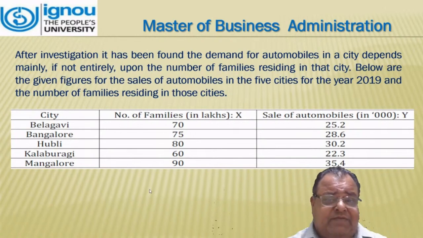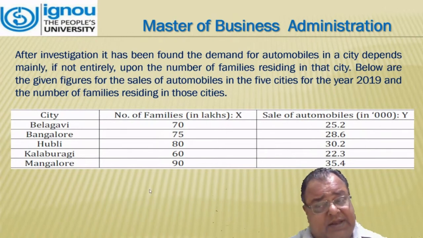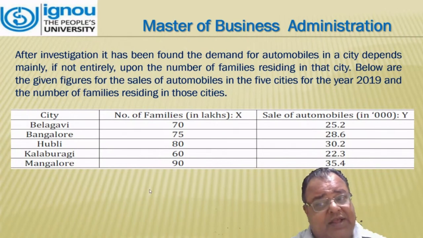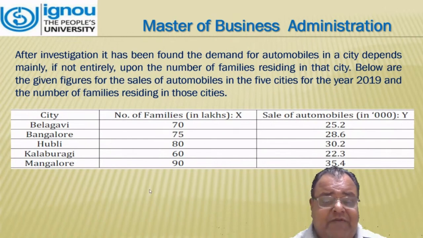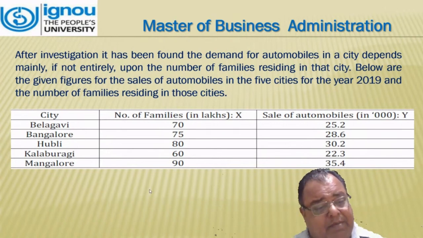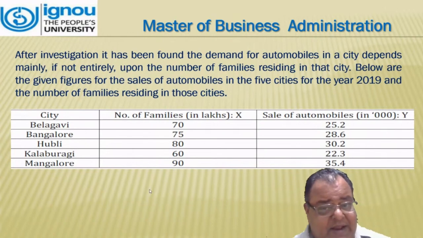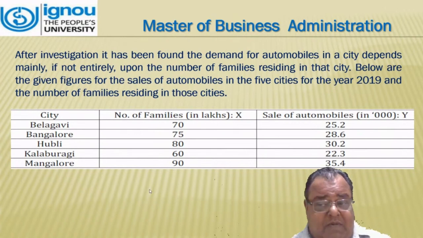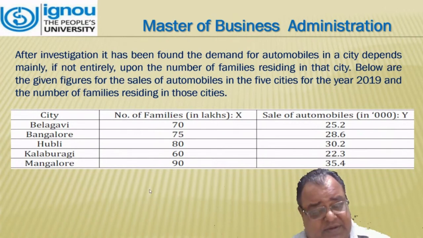After investigation, it is found that demand for automobiles in a city depends mainly, if not entirely, upon the number of families residing in the city. Below are the figures of the sales of automobiles in 5 cities for the year 2019 and the number of families residing in those cities. We have Belagavi, Bangalore, Hubli, Kalaburagi, and Mangalore. We have the number of families in lakhs and sales of automobiles in thousands. This data is given to us.